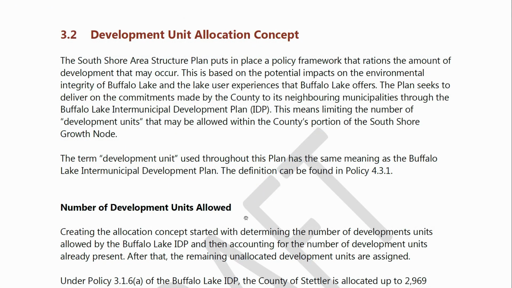So the next major concept we're going to be going through deals with the development unit allocation concept. The South Shore Area Structure Plan has to work within the overall arrangement between the 5 municipalities under the Buffalo Lake Intermunicipal Development Plan. That means that there's a limit in the amount of development, called development units, that are allowed within the county's portion of the South Shore Growth Node. So this plan is consistent with the Buffalo Lake IDP in terms of its definition of development unit, and I'm going to jump to that in a second so you can see what it means. It also follows how many units can be provided in this area. And then it's up to the county through the South Shore Area Structure Plan to decide how they wish to distribute or ration that number of allowable units under that broader plan with the partnering neighboring municipalities.